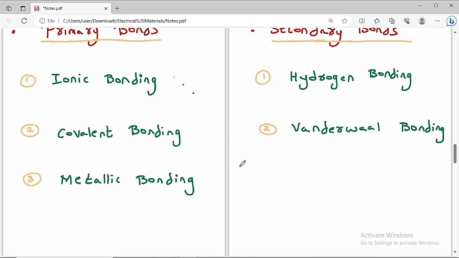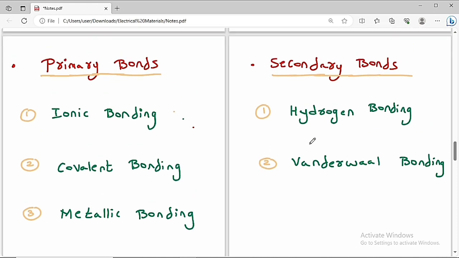So in the case of secondary bondings, we have 2 things. One is the hydrogen bonding and the second one is the van der Waals bonding. See, hydrogen bonding is between 2 atoms, whereas van der Waals bonding is between 2 molecules. See, the combination of atoms is called a molecule.